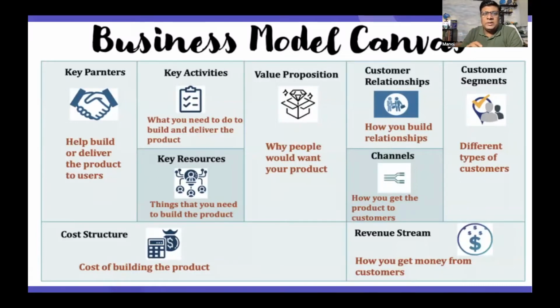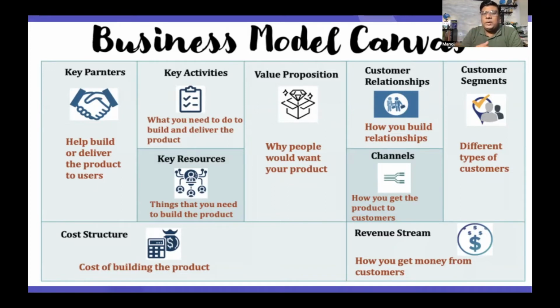The first key aspect is the key partners. Suppose you are setting up a business or the business is already established, it has key partners who are the major ones that help build or deliver the product to the users. After that, you need to understand the key activities this business has. What are the things that they need to perform to build and deliver the product? That is the key activity. What are the key resources, things that you need to build the product? You need to understand the key resources for the business.